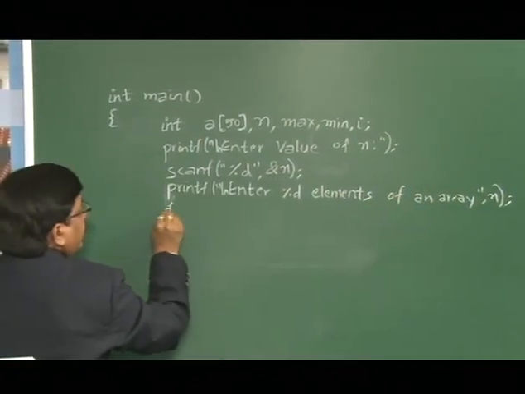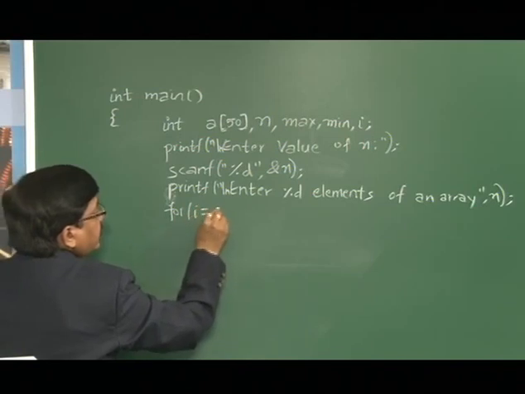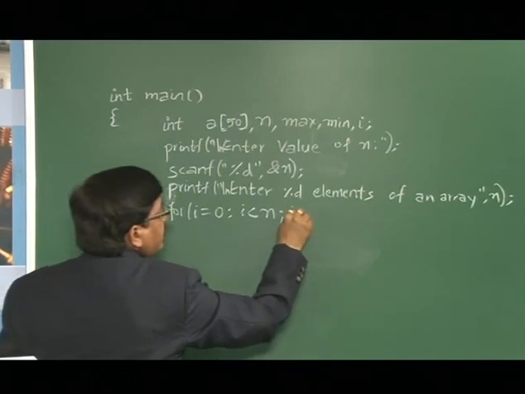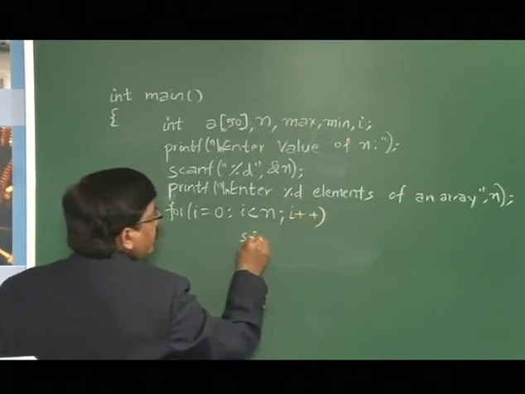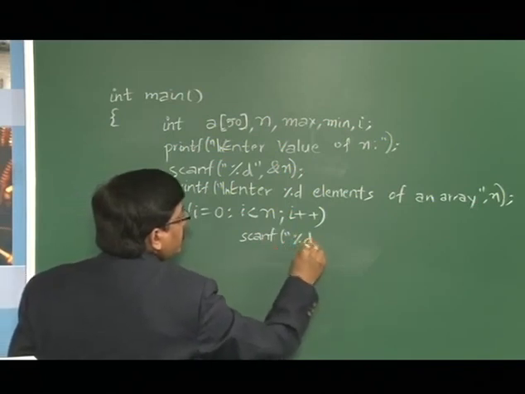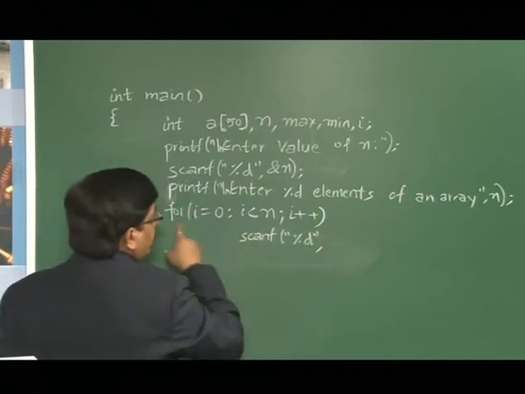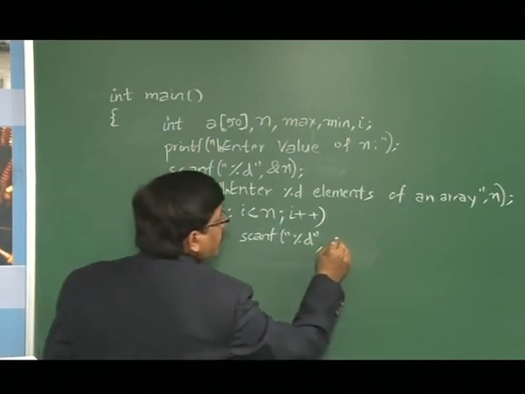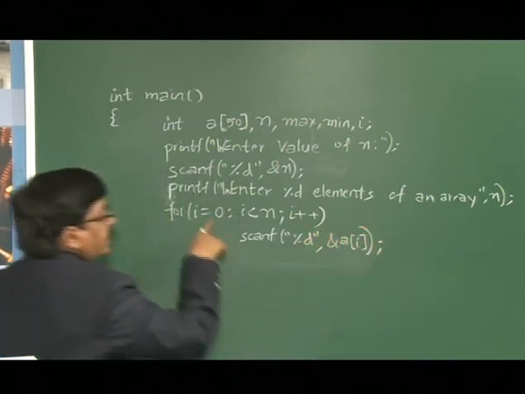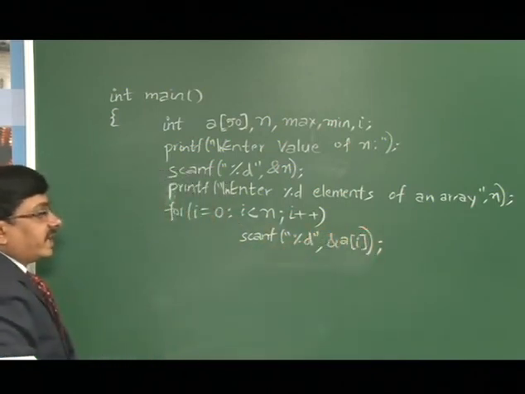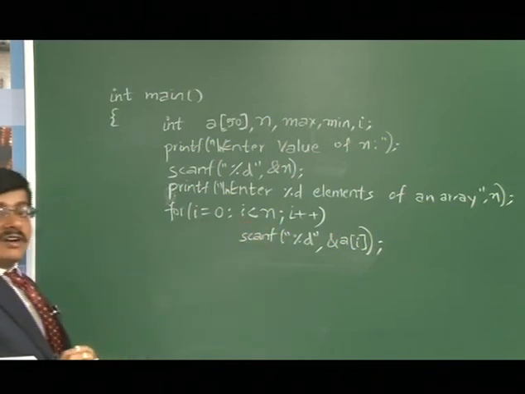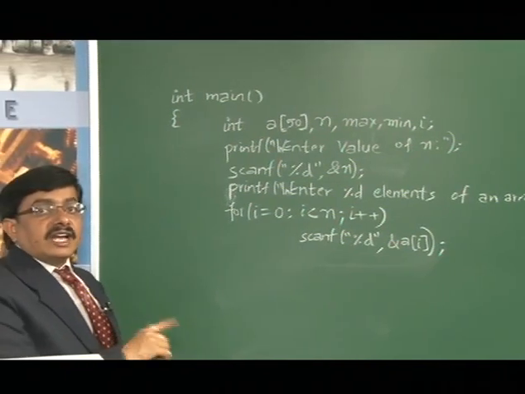Then after that I should take a loop for I is equal to 0, I less than n, I plus plus. Since I need only one scanf statement, I have no need of any further statements in the looping construct. So within the body of the loop, without using any opening and closing flower braces, I will be writing this particular statement. Here when I is equal to 0, I will be reading a of 0, when I is equal to 1, I will be reading a of 1, and so on. When I is equal to n minus 1, I will be reading a of n minus 1. So all the n elements of an array I will be reading with this.